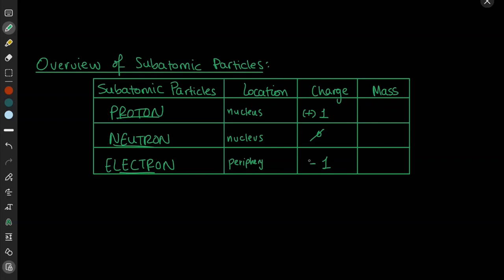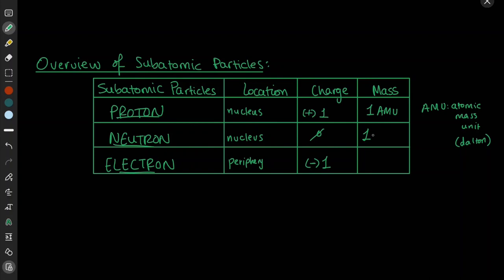Okay, so now with respect to mass, protons have a mass of 1 amu. And AMU just means, so let's define that. AMU is known as the atomic mass unit. Sometimes that unit is referred to as the Dalton, depending on your professor and how they feel about discussing mass. So neutrons, similar to protons, they too have a mass of 1 AMU, and then electrons, on the other hand, so electrons have mass, right?